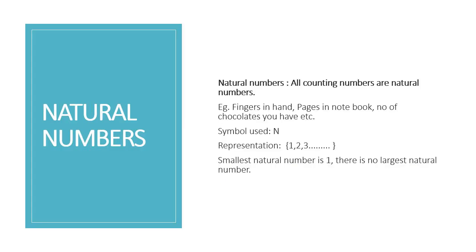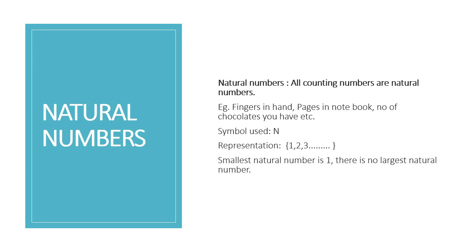Before starting integers, let's recall natural numbers and whole numbers which we have studied in previous class. Suppose I ask you to count the fingers in your hand. You start counting 1, 2, 3, 4 and 5. If I ask you to count the pages in your notebook, you start 1, 2, 3, 4 and so on. Whenever you are asked to count anything, you naturally start with 1, 2, 3 and so on. These naturally counting numbers are known as natural numbers.